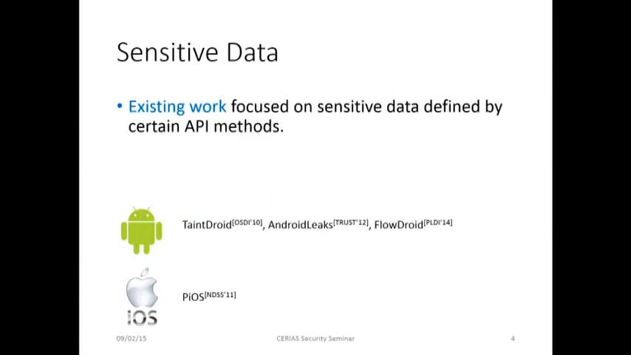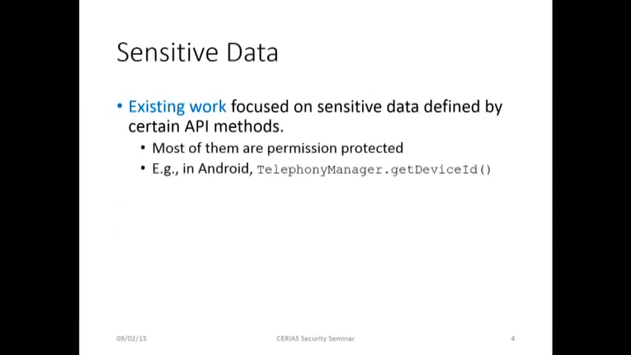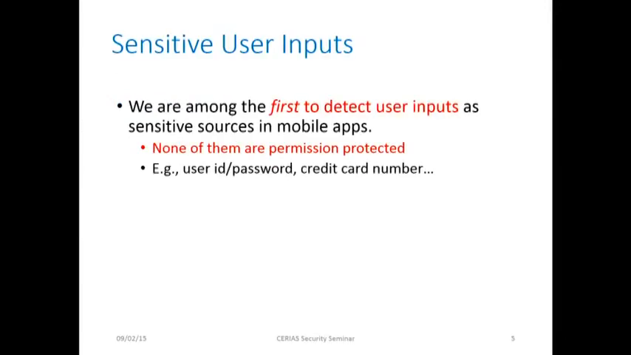A lot of research effort has been spent on this area, but the focus is largely on sensitive data that are defined by certain APIs, for example, the APIs that return the phone's identifier or the phone's current location. Most of these data are permission protected. Together with some approaches also published in Usenix Security 2015, our work is among the first to detect user inputs as sensitive sources in mobile apps.